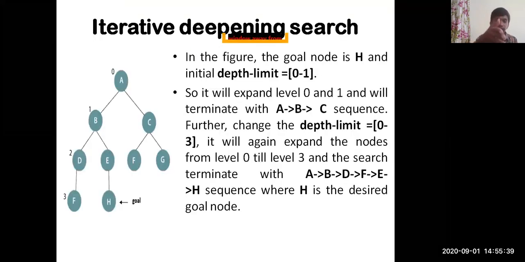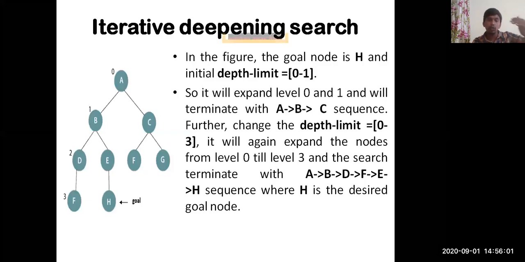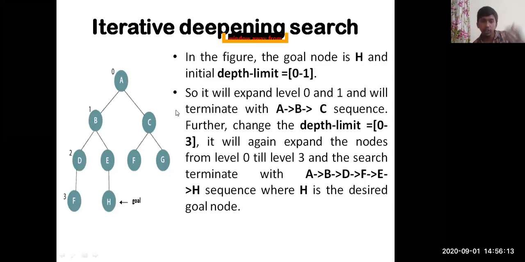If I take this example, initially you have depths 0, 1, 2, 3. Starting from A, if I want to reach H, I need to follow both BFS and DFS, and I need to get some solution. So the depth gradually goes from 0, 1, 2, 3. Starting from depth 0, you need to reach depth 3. In the figure, the goal node is H.